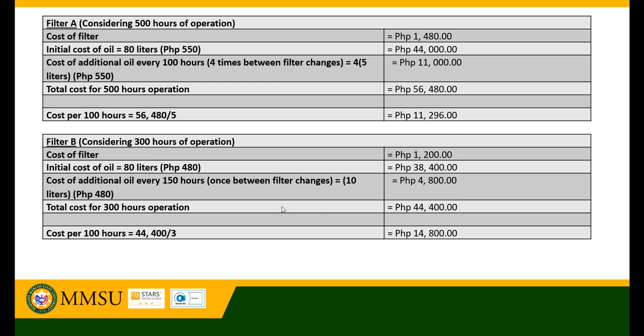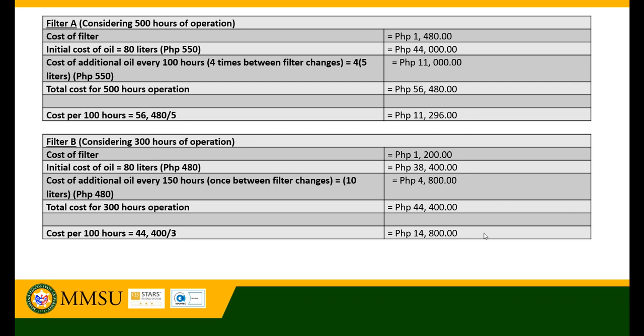Ayan. And then total cost for 300 hours ng operation is 44,400. And then since kinonvert natin kanina yung cost per 100 hours, we have to convert this one to cost for 100 hours. So that's 44,400 divided by 3. Okay. So that is 14,800 ang gagastos ko per 100 hours.